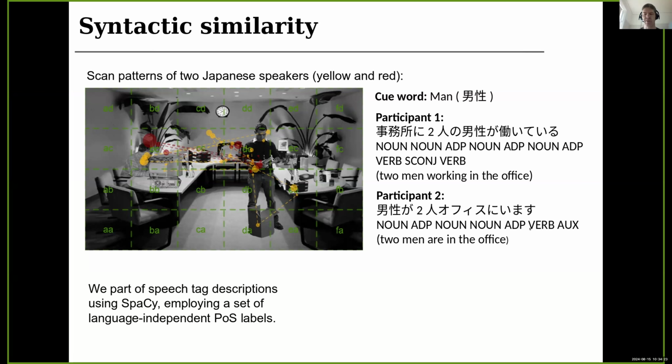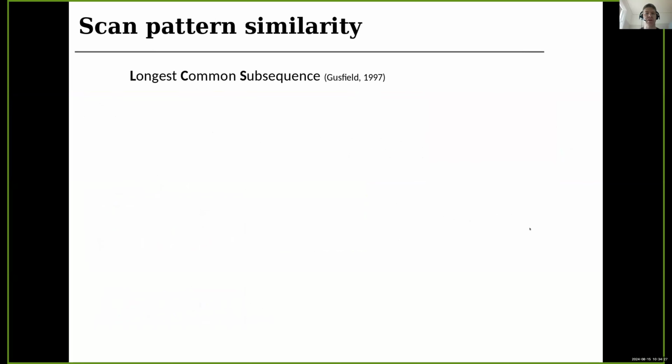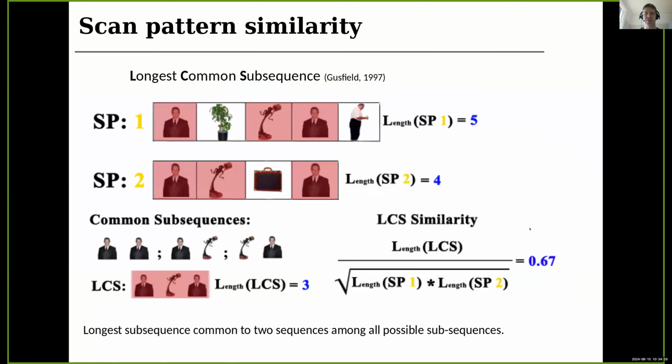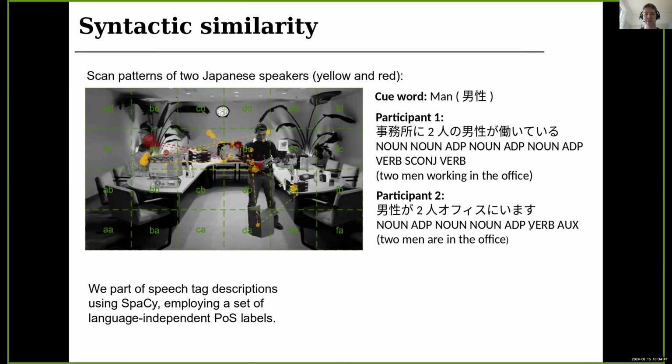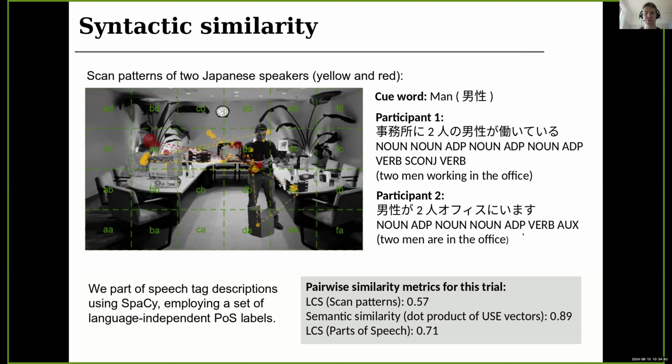How do we compare the similarity? Well, we can also use longest common subsequence, right? So this obviously works for any type of label. It doesn't have to be objects. It can also be part of speech tags. So we are computing the longest common subsequence. And so we get three similarity measures.